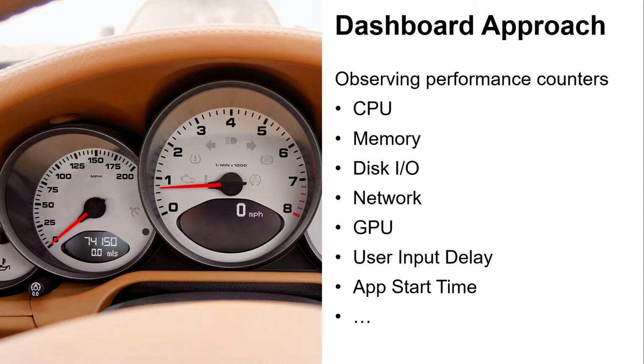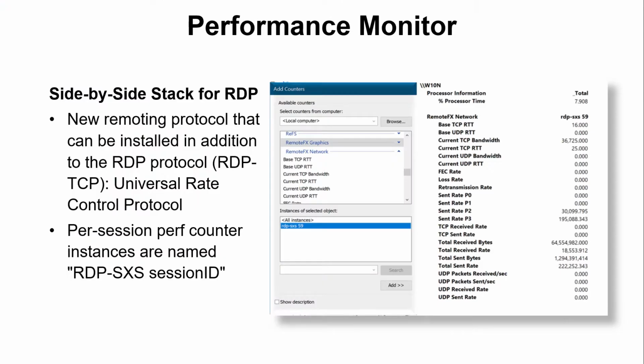It's based on observing or monitoring performance counters for alerting, automation, troubleshooting, and change planning. This means that Performance Monitor can still be part of this story. I used it over the last couple of months to investigate the details of the side-by-side stack for RDP that is used when you're connecting to a WVD session from a WVD client. You can find the side-by-side performance counters of each WVD session in Performance Monitor.